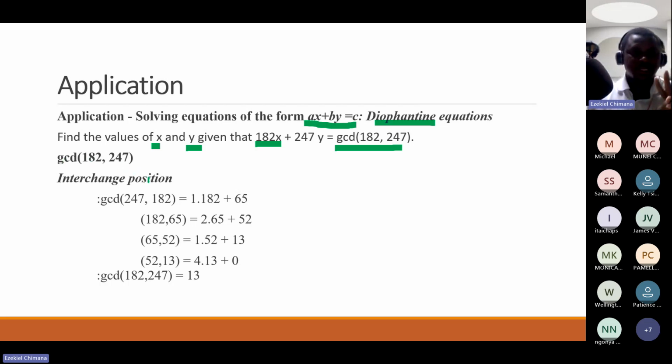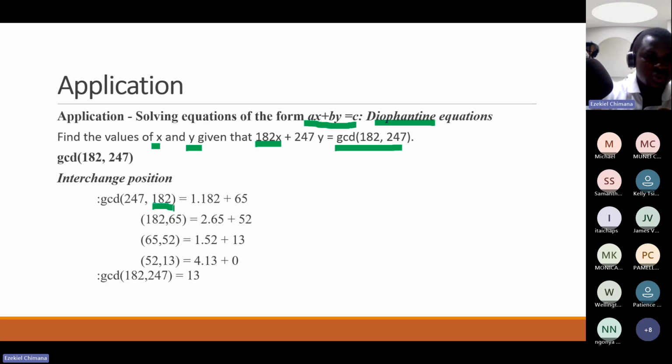These are two positive integers, and then you need to check, is this less than this one? If it is so, then swap. Why? Because A must always be greater than B. That's why I swapped them to get 247 and then 182 here. And then what's next? Divide 247 by 182, and then you note the remainder. If the remainder is equal to 0, report B as the GCD. Otherwise, keep on dividing until you find the remainder 0.